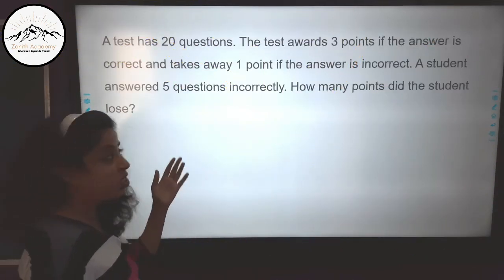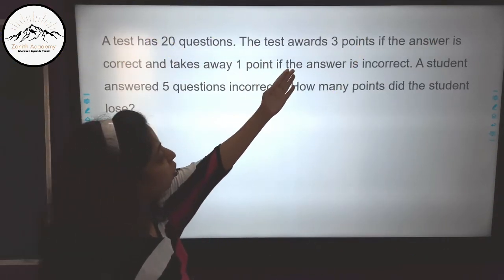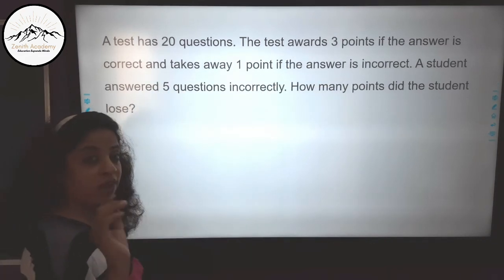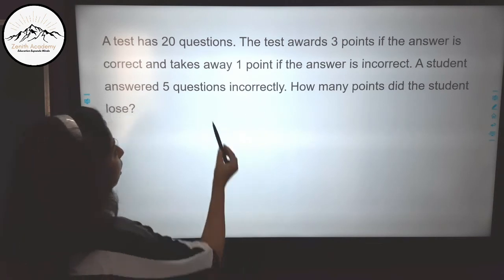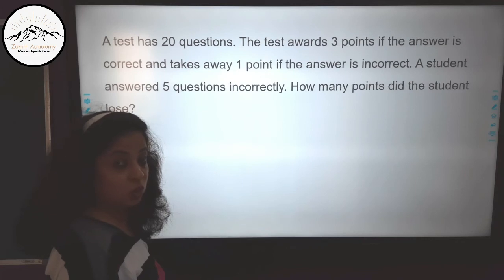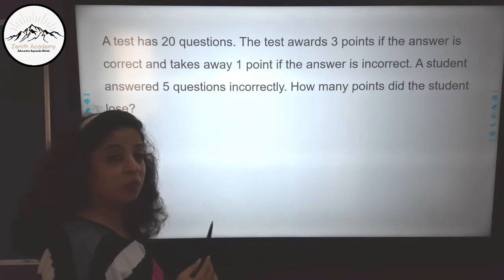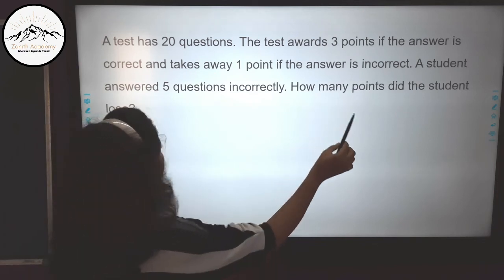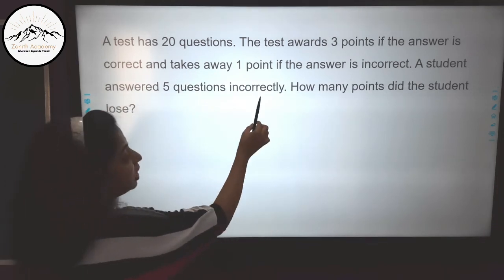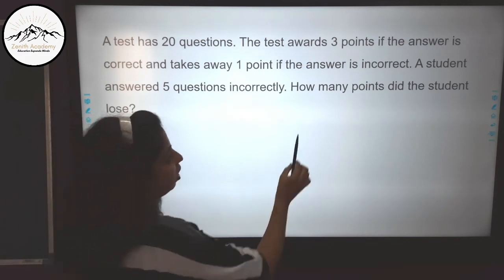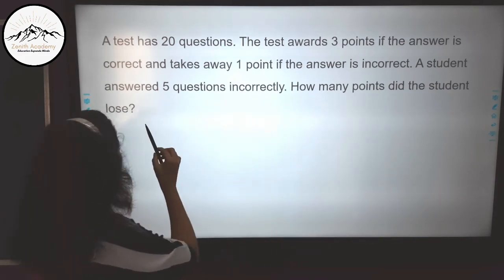A test has 20 questions. The test awards 3 points if the answer is correct. So for every correct answer, 3 points. Now, it takes away 1 point if the answer is incorrect. So for every incorrect answer, the marks allotted is -1 because it is taking away. A student answers 5 questions incorrectly. Okay, so he has answered 5 questions wrong. How many points did the student lose?